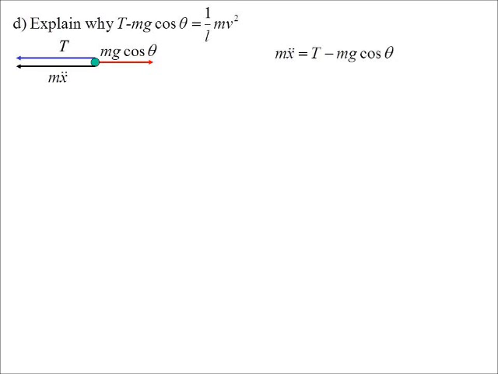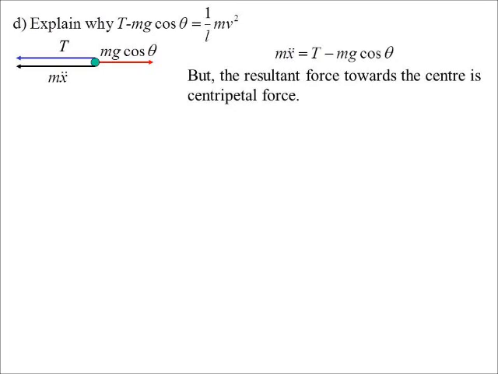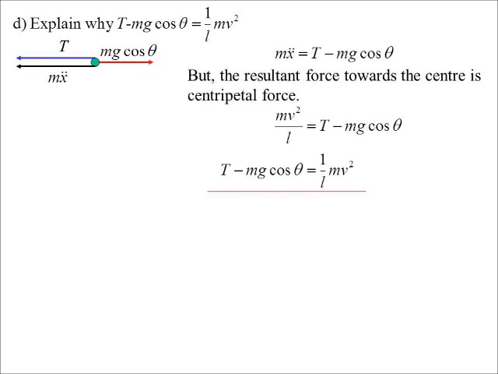Half m. The resultant force is centripetal force. Remember, in circular motion, the resultant force towards the centre is always centripetal force. So if I sub that in, mv squared on r, but in this case r was L, and we can rearrange it, and there it is, our expression that we wanted.